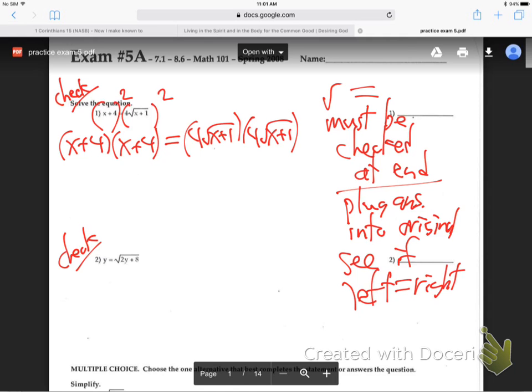Now, on the left side, it's a FOIL. You know how to do the left side. It's a little FOIL. So boom and a boom. So x squared plus 4x, boom and a boom, plus 4x plus 16 equals.